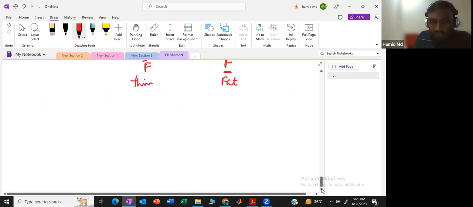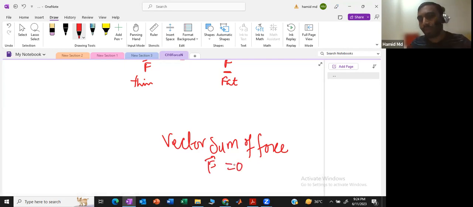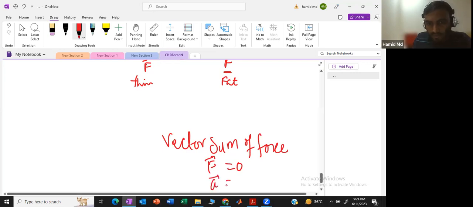Somehow, if the vector sum, you are well aware of vectors, if the vector sum of forces is zero, then acceleration will be zero.